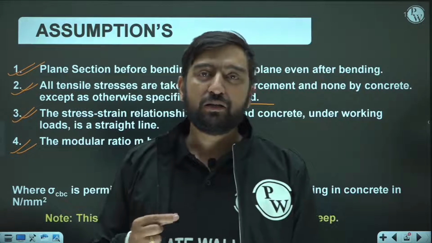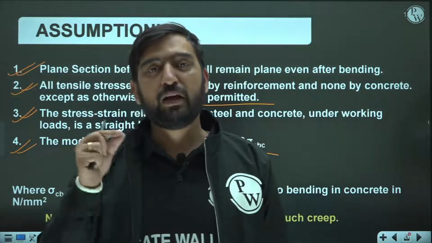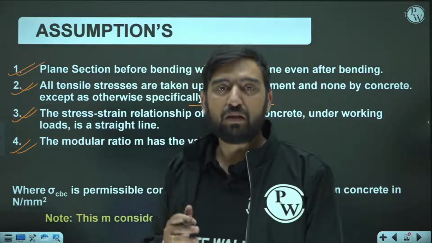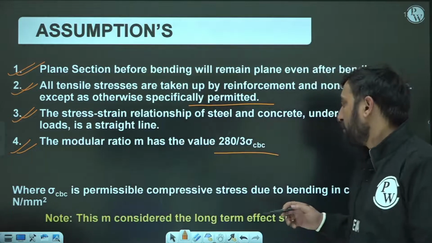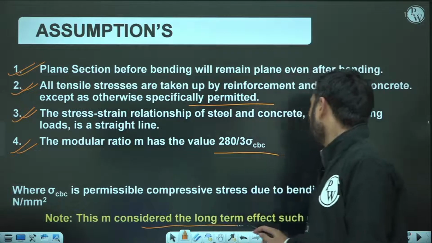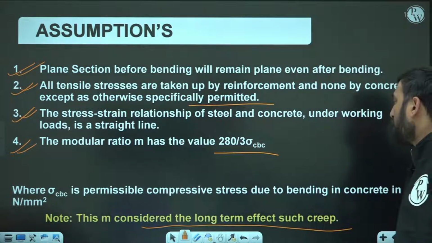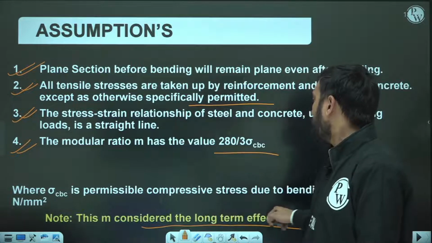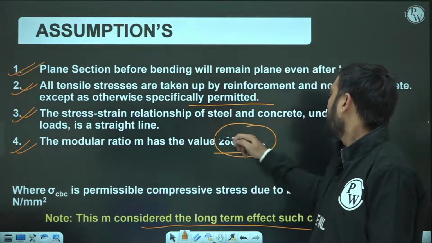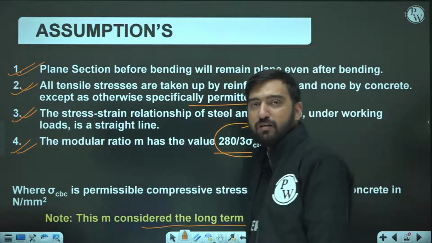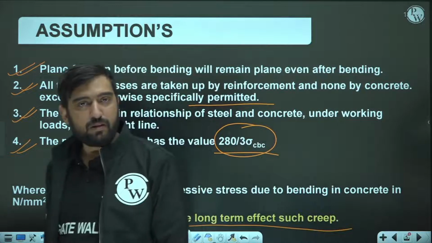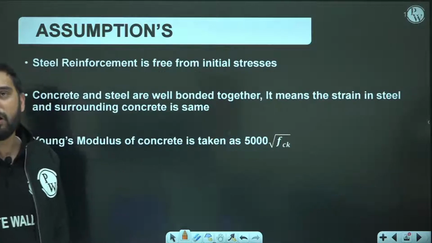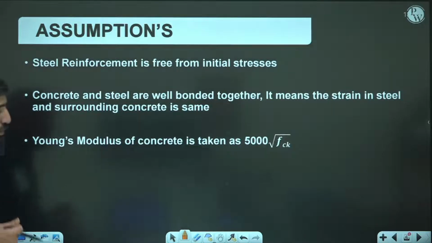Okay, but we will not be using that value of m here. The reason being, it's again given in the code that this m considers the long-term effects such as creep. So after introducing the effect of creep, not fully but partially, they have given an empirical relation which says m is 280 upon 3 sigma cbc. Okay, so now let me tell you some more assumptions.